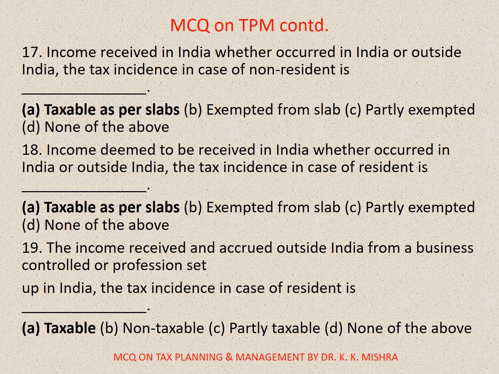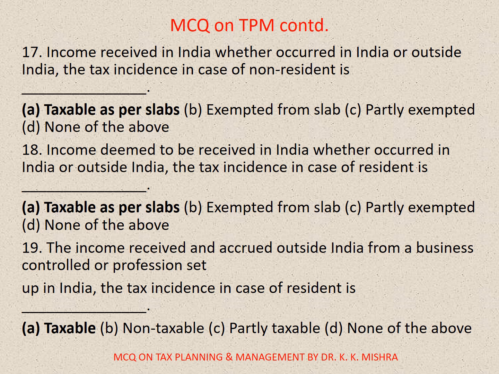17. Income received in India, whether occurred in India or outside India, the tax incidence in case of non-resident is dash. A. Taxable as per slabs, B. Exempted from slab, C. Partly exempted, D. None of the above. Correct option is A. Taxable as per slabs.